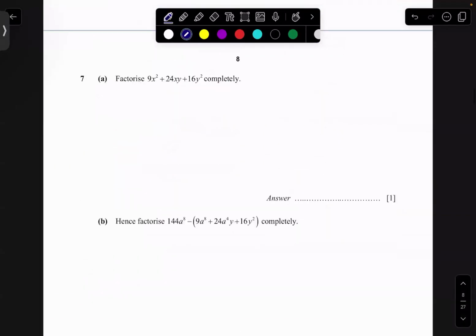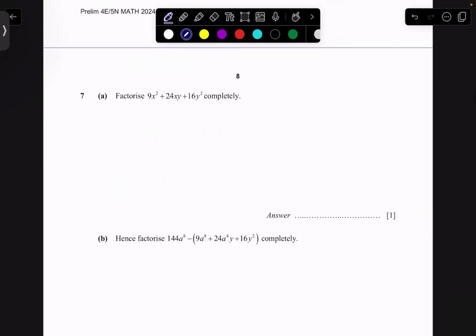Question 7. Factorize completely. This one doesn't look very complicated. Factorizing these three terms, we'll just do the cross. And I think this is a special identity. This one should be 3x, 3x, 4y, 4y. Cross multiply, 12xy each. So that means this answer is going to be 3x plus 4y squared.